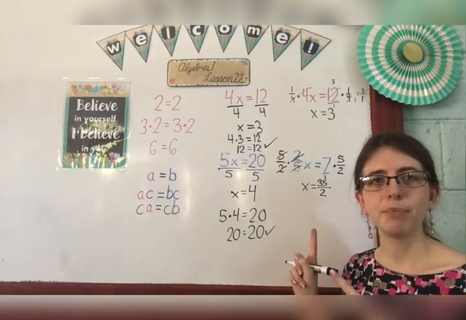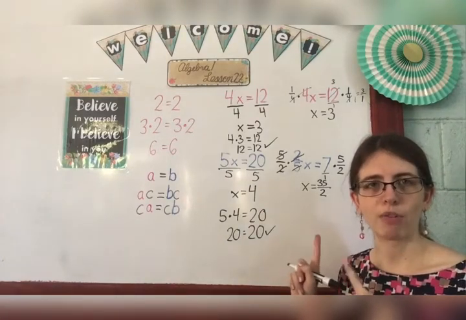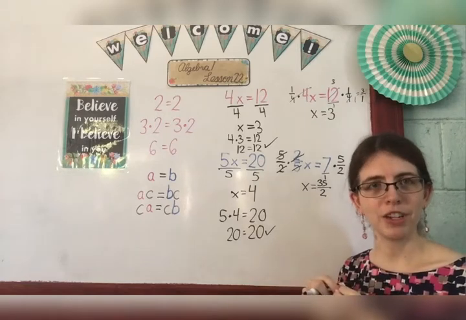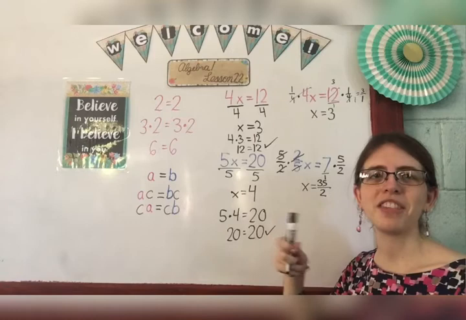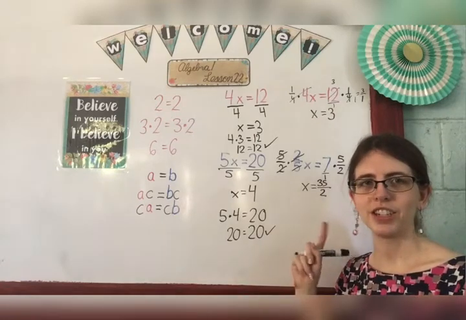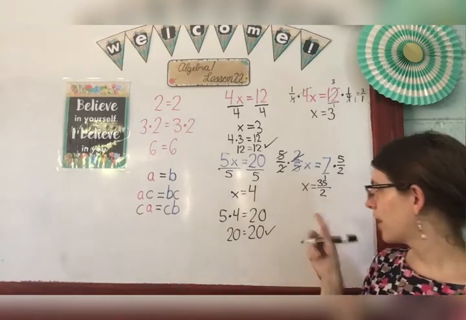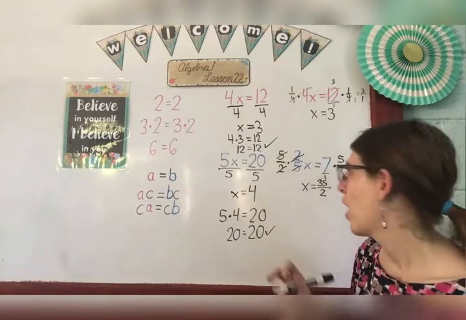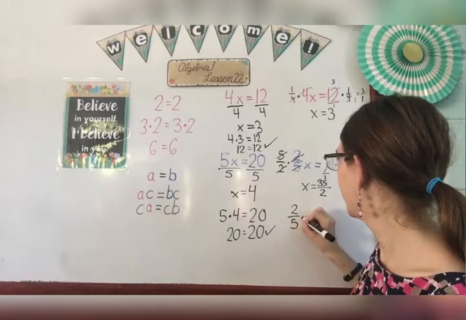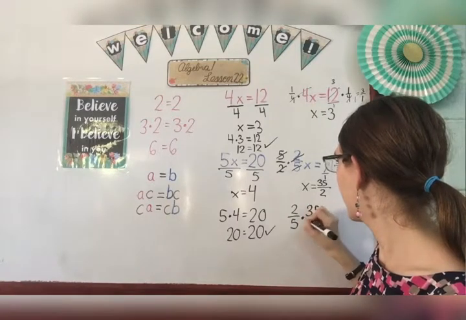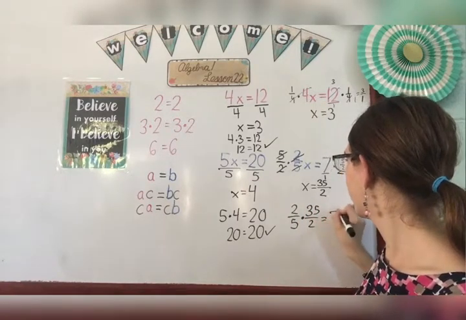It is acceptable now to leave this as an improper fraction. I know it wasn't when we were in elementary together, but now you're in colegio, so you can leave things as improper fractions. You don't need to change this into a mixed number. So 35 over 2 is your answer. We put that in place of x in order to check. So we have 2/5 times 35 over 2 equals 7.